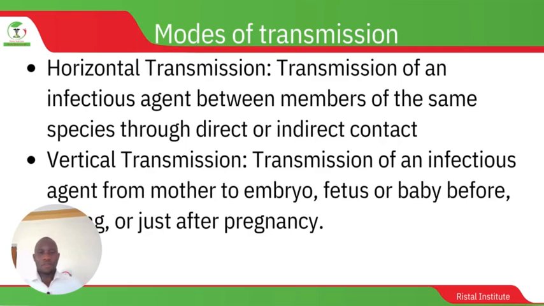The transmission of communicable diseases can be horizontal or vertical. Horizontal transmission is when you have transmission from one member of a particular species to another member of the same species. This can be direct or indirect. When we talk about vertical transmission, we are talking about transmission from the mother to the embryo. This can occur when the fetus is still in the uterus, or during the process of delivery, or even after delivery during the breastfeeding period. So vertical transmission can occur during pregnancy, during delivery, or even after delivery, especially during breastfeeding.